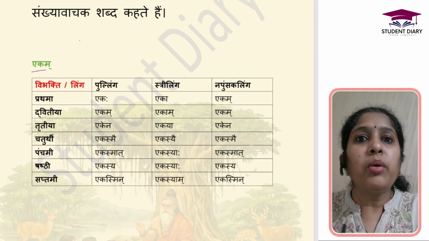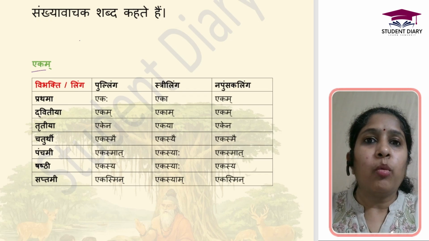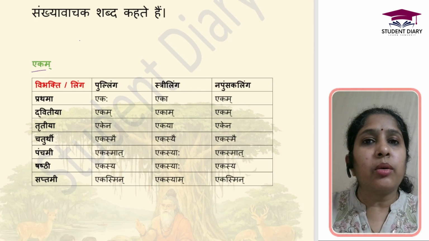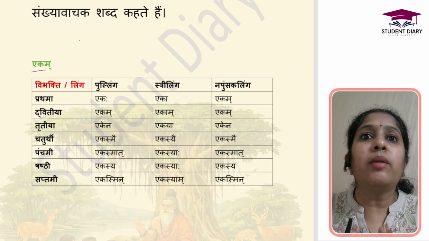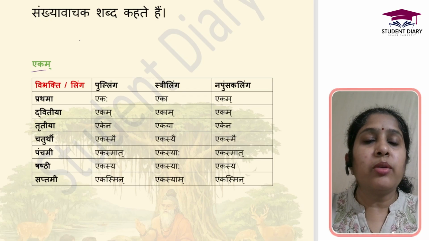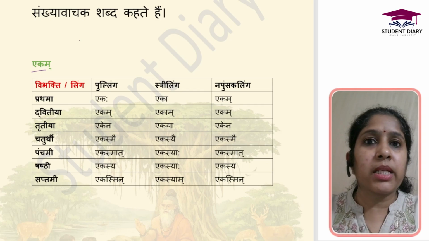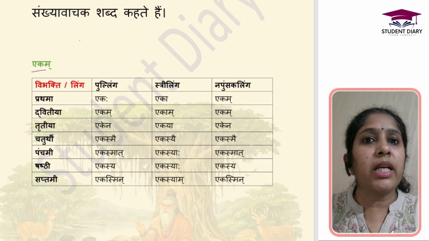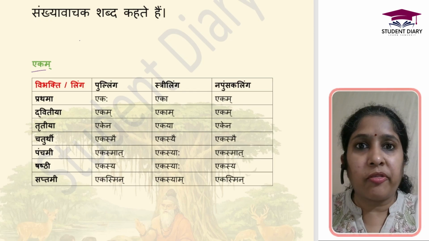Now you know that numbers are going to be used as a visheshan, right? If I say one boy, one girl, one fruit, that is being used for pulling, napunsakling, and striling also. So the visheshan will change its form based on the different genders. Visheshan will be used in the same vibhakti, same vachan, and same gender as the noun which it is describing. One can describe a boy, a girl, or a fruit, so based on them you will have different forms of one.